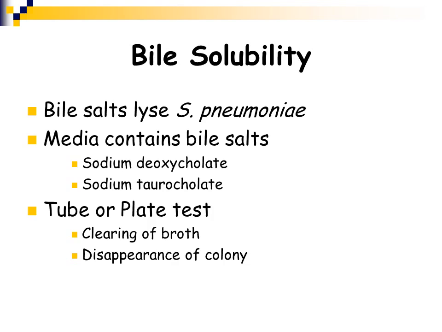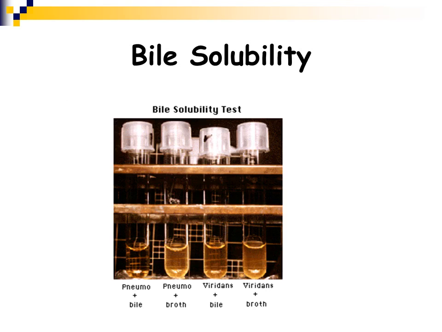We talked about bile solubility and how Streptococcus pneumoniae will lyse in the presence of bile salts. In this test, there are tube tests or plate tests. In the plate tests, I already mentioned you drop the sodium deoxycholate and the colony disappears. If you have your organism growing in broth and you drop some sodium deoxycholate or other bile salt in it, it will clear the broth. So here we have the broth test. You have Streptococcus pneumoniae with the bile, and you can see it's clear, so that's indicative of a positive test.